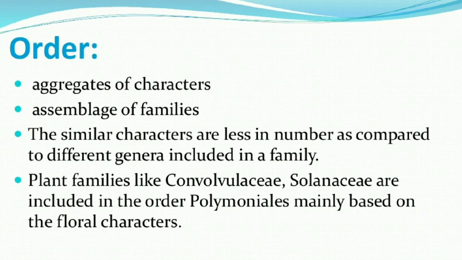And here the similar characters are less in number as compared to different genera included in a family. Okay, so the genera of one family have some characteristics, genera of another family have another set of characteristics, but both have differences. Genus of family 1, genus of family 2 have differences, hence they are kept under different families. But when we look at overall characteristics, some families coming under one order will have similar characteristics.